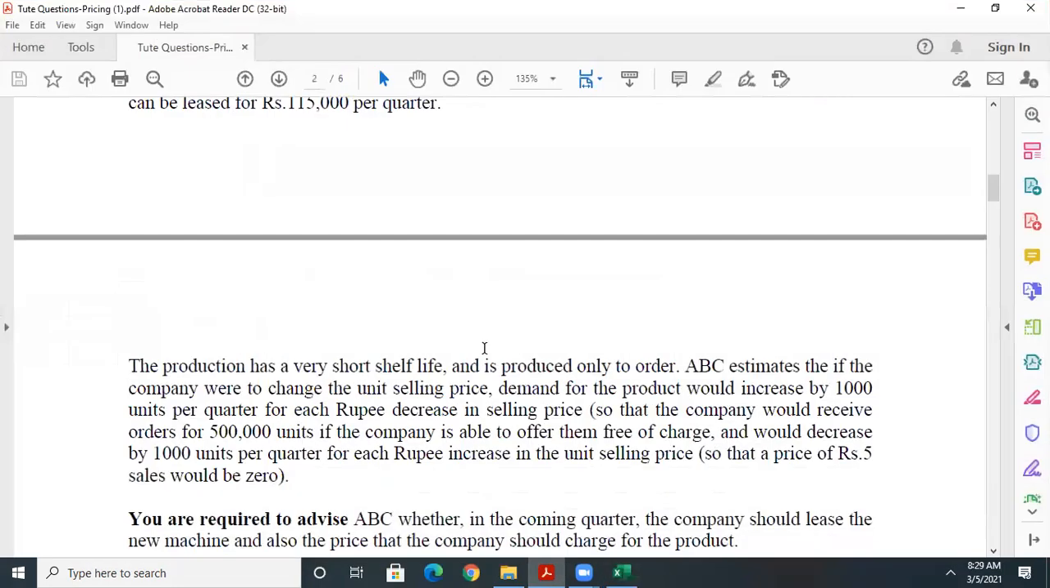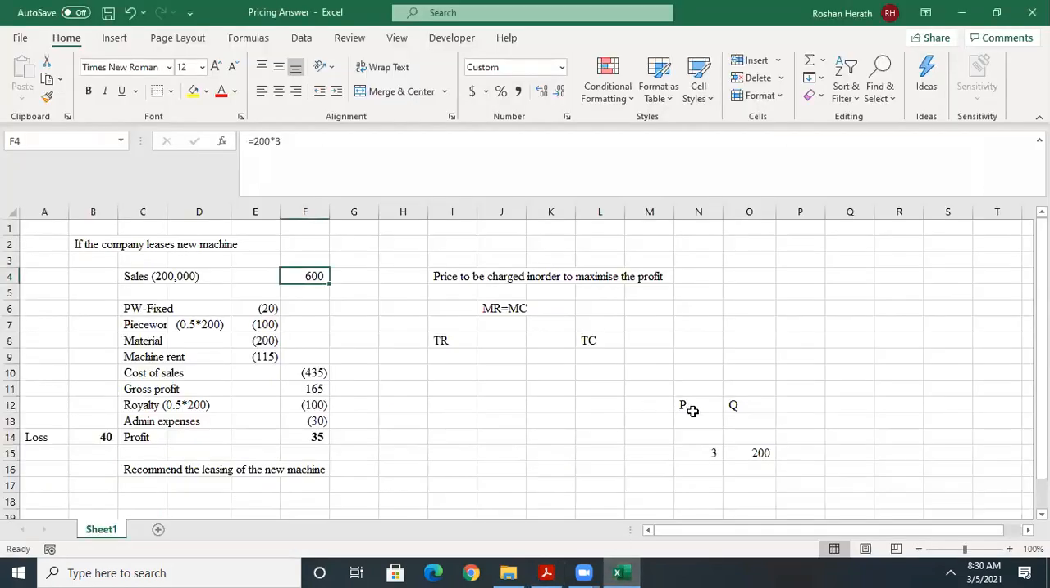The question says ABC estimates that if the company were to change the unit selling price, demand for the product would increase by 1,000, for each rupee decrease. And then it says that the company would receive orders for 500,000 units if the company is able to offer them free of charge.